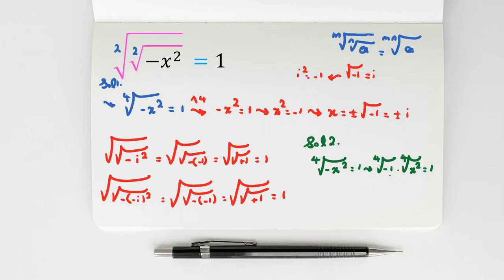Then you can consider, for example, what is the square root of negative 1? You can write it as the square root of negative 1 times the fourth root of x squared is 1. The square root of negative 1 is i, so we can say i times this is 1. Then you can divide both sides by the square root of i. So the fourth root of this is 1 over the square root of i. And then you can work on this part and find what x is.